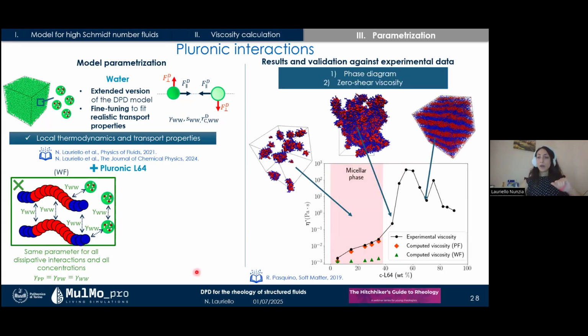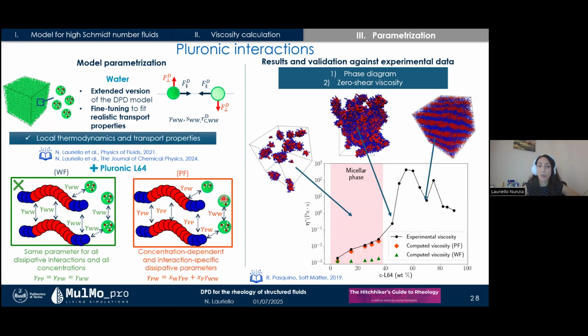In this way, we obtained an underestimation of viscosity, as we can see from the discrepancy between green points and the experimental black curve. In the second case, we applied concentration-dependent and interaction-specific dissipative parameters related to each other by this relationship, and in this case, we can see a match between the experimental black curve and the computed viscosity, red points. Again, we validated the model against the phase diagram.